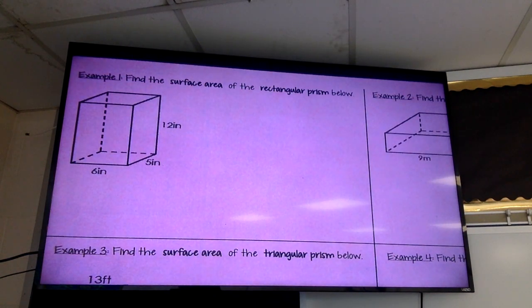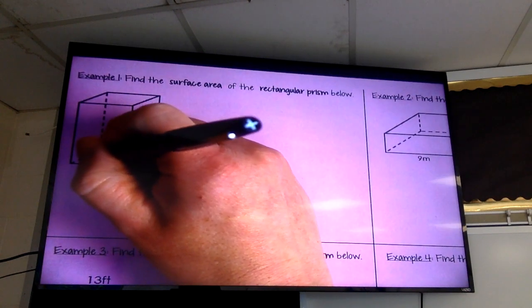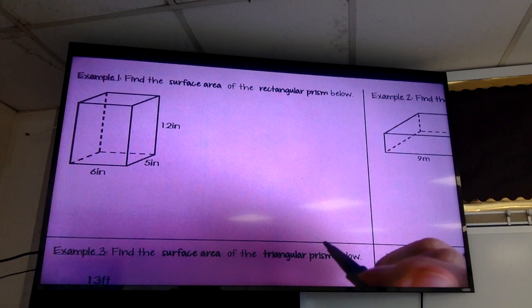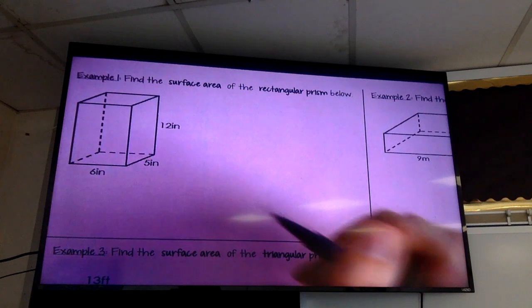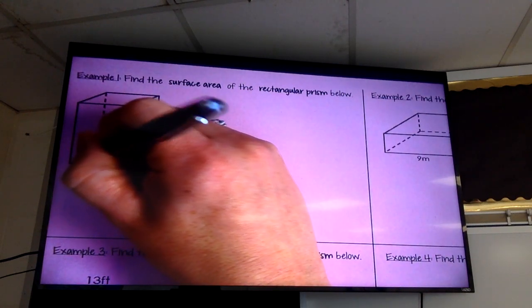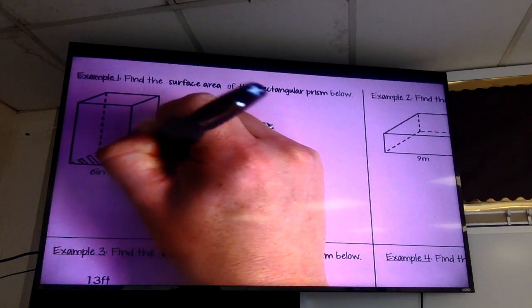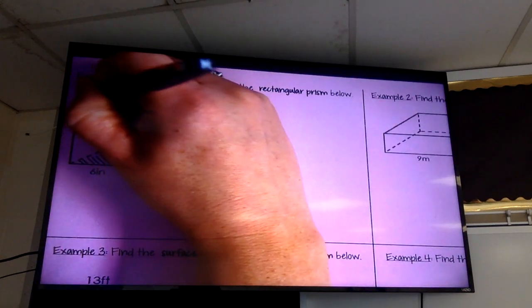So surface area is covering, or like I like to think of wrapping up my box with wrapping paper. It's taking all 6 sides of my rectangular prism and covering them up. So I'm going to show you 2 different ways you can do this. Number 1, I look and I have 6 rectangles. 2 of them are identical, meaning this rectangle down here is exactly the same as this rectangle up here.